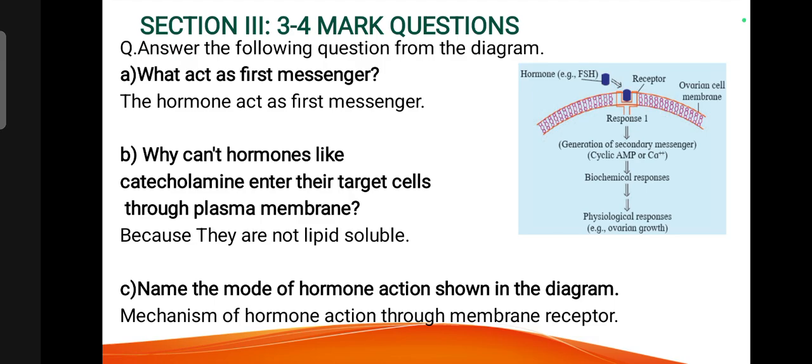Answer the following question from the diagram. What acts as first messenger? So here you can see FSH is the first messenger hormone. Why can't hormones like catecholamine enter their target cell through plasma membrane? Because they are not lipid soluble. Name the mode of hormone action shown in this diagram. So this mechanism is hormone action through membrane receptor.